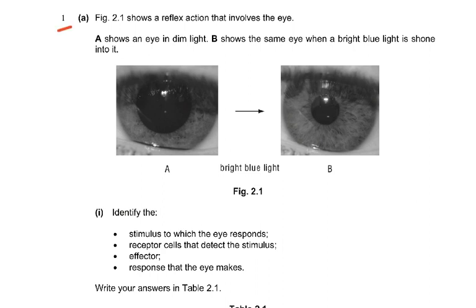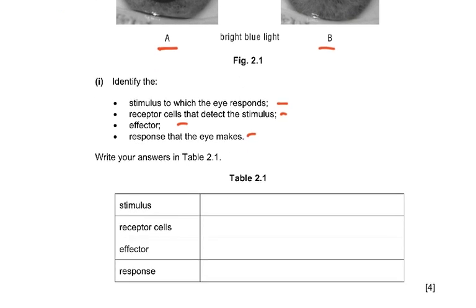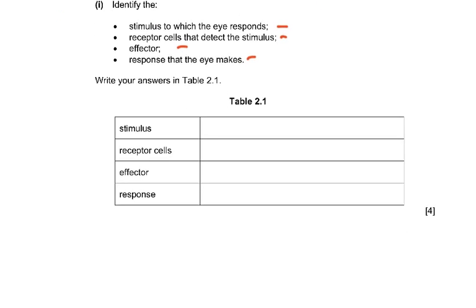Question 1a. Figure 2.1 shows the reflex action that involves the eye. A shows an eye in dim light. B shows the same eye when a bright blue light is shone into it. Identify the stimulus to which the eye responds, receptor cells that detect the stimulus, effector, and response that the eye makes. Write your answers in table 2.1.